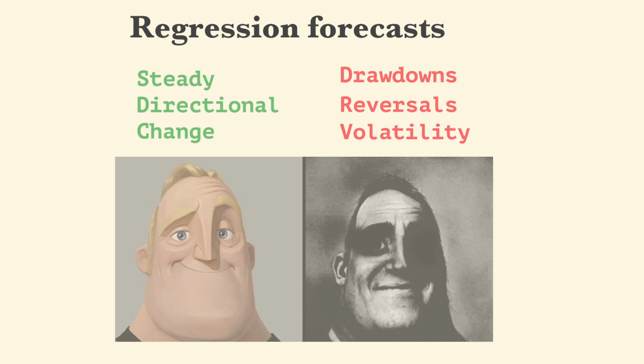That's the core limitation on display. A regression line can't account for drawdowns, reversals, or volatility. It just commits to one slope and follows it, no matter how bumpy the road actually is.